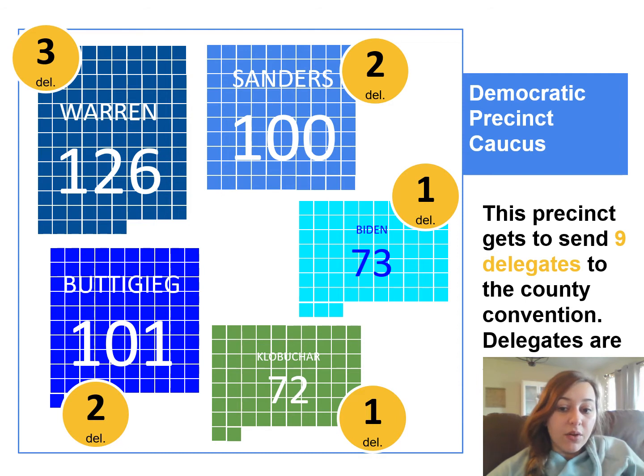They divide their votes proportionally. Warren has the most supporters, so she gets 3 of the delegates. Buttigieg and Sanders walk away with 2. Biden and Klobuchar walk away with 1.